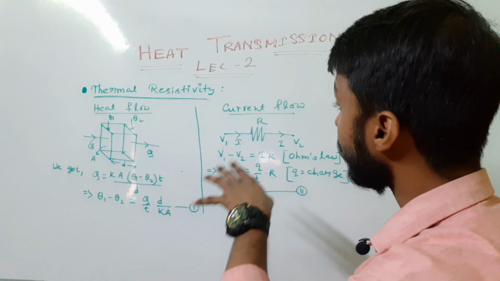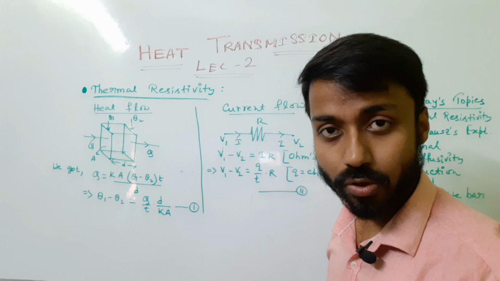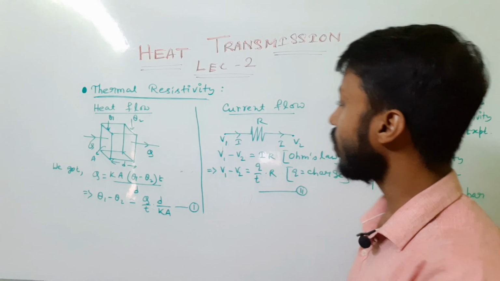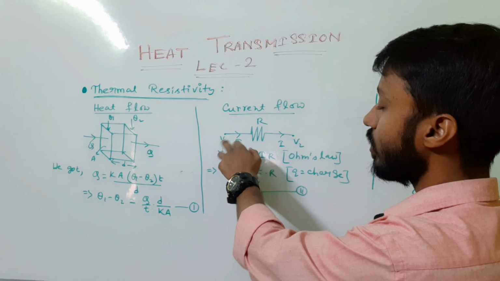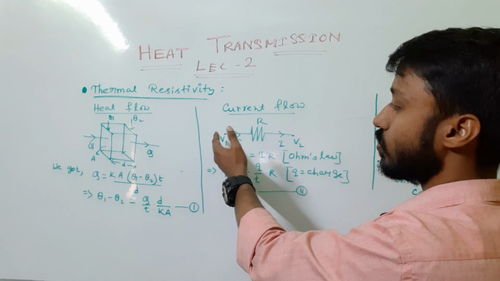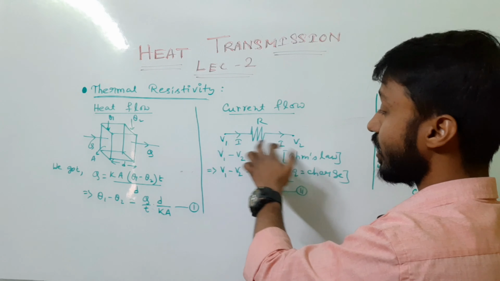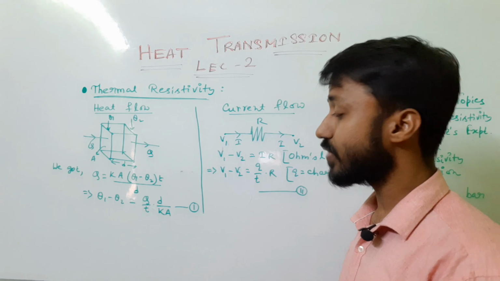In the case of current flow, according to Ohm's law, the relation between voltage and current is this. This is the resistance, V1 is the voltage on this side and V2 on that side. V1 is greater than V2, so the voltage difference is V1 minus V2. I is the current flow and R is the resistance. So V1 minus V2 equals I, that is charge by time, Q by T, times R, the resistance. If we compare these two equations, they are almost similar.